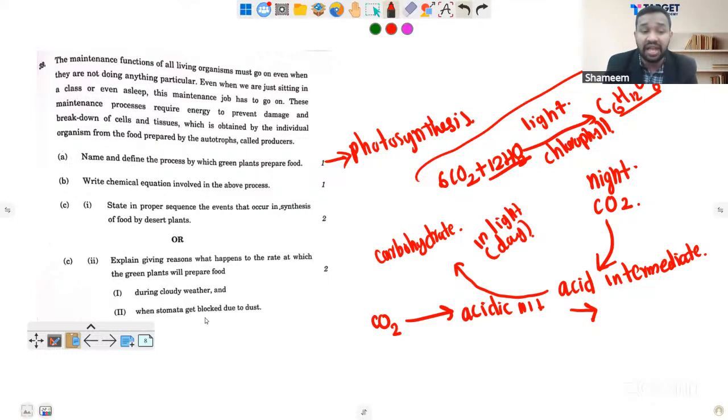When the stomata get blocked due to dust, you also remember the photosynthetic rate decreases, because stomata help in the transport of gases.